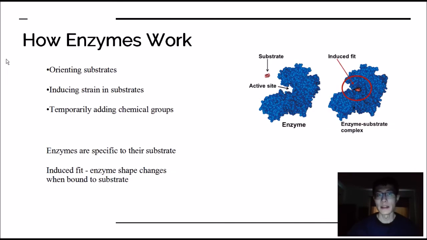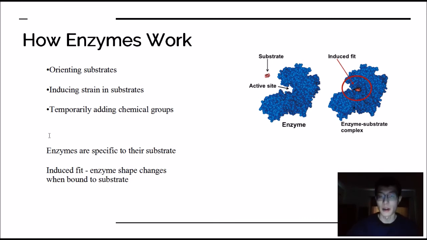So in terms of enzymes, just a basic crash course as to how they work. Generally, they're going to be orienting substrates, inducing some kind of strain on the substrate, and temporarily adding chemical groups. So you have a substrate over here, and then you have an enzyme with an active site, and through an induced fit model, you make an enzyme-substrate complex, which can cause the reaction to go faster, and this might be a method to lower the activation energy.